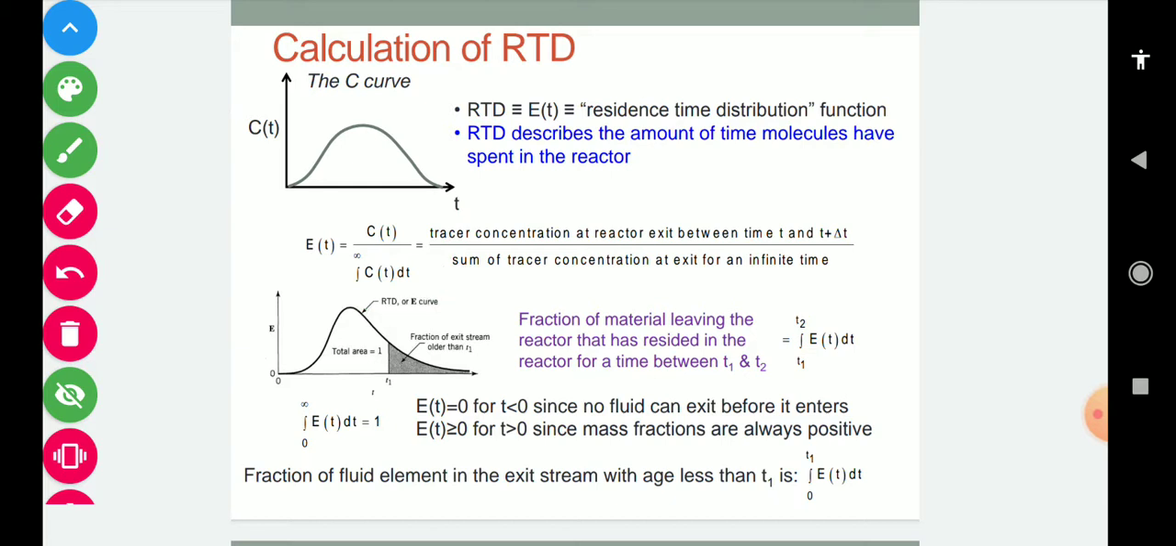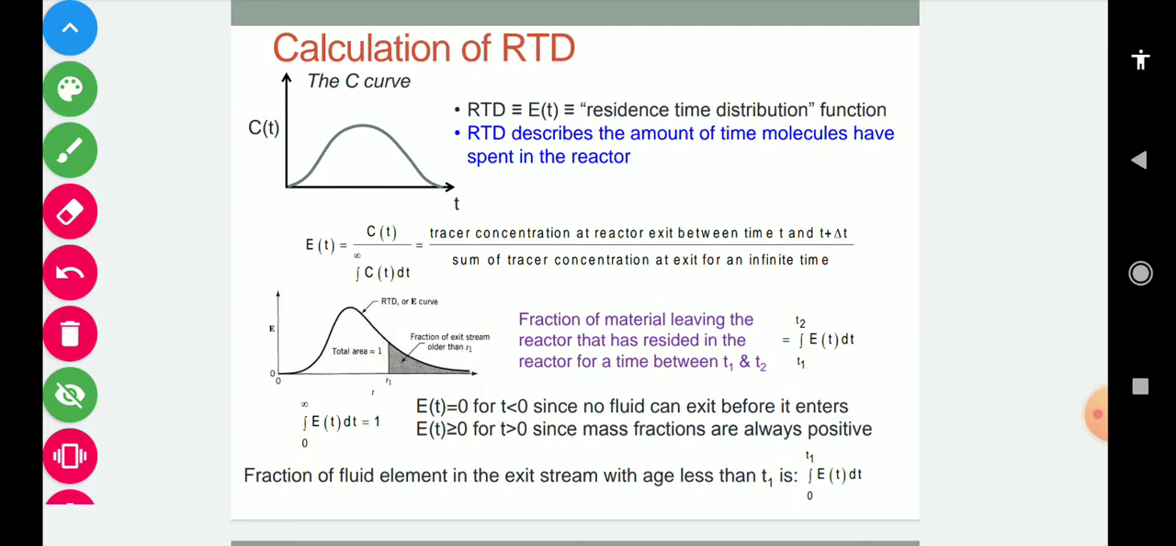Now, the fraction of material leaving the reactor that has resided in the reactor for a time between T1 and T2. So this E(t) is the residence time function. If we integrate that equation between time T1 and T2, then it will give you the fraction of material leaving the reactor that has resided in the reactor for a time interval T1 to T2. So for example, in this one is T1 and T2. We have to integrate this RTD function between time T1 and T2 to calculate this fraction.